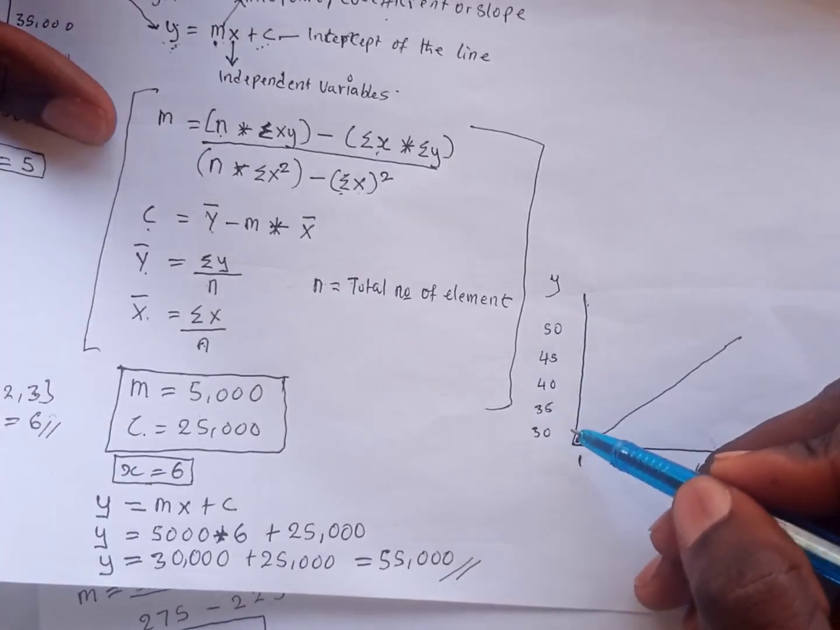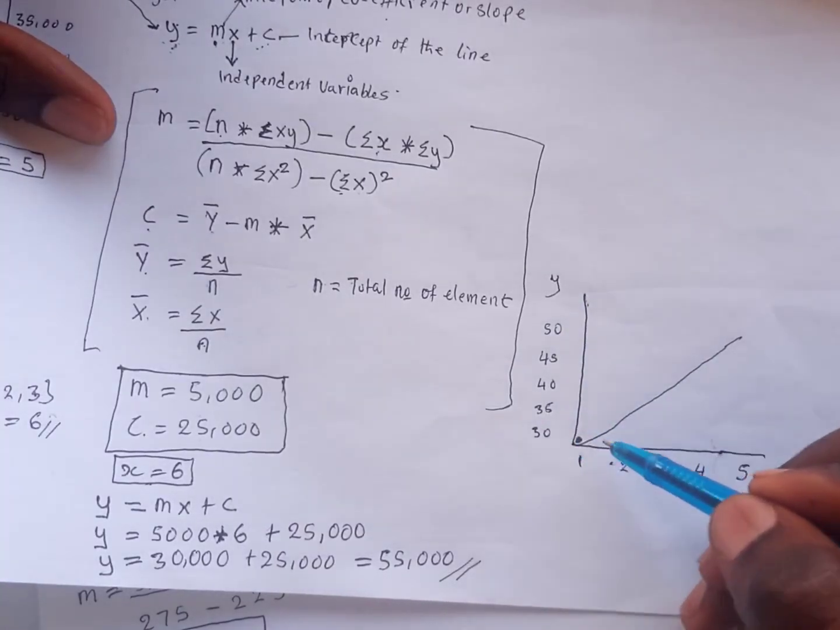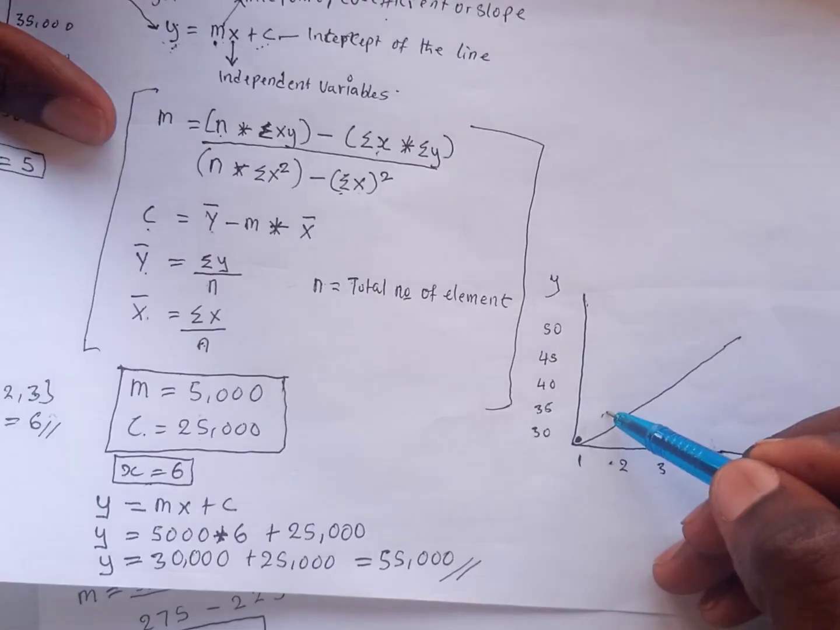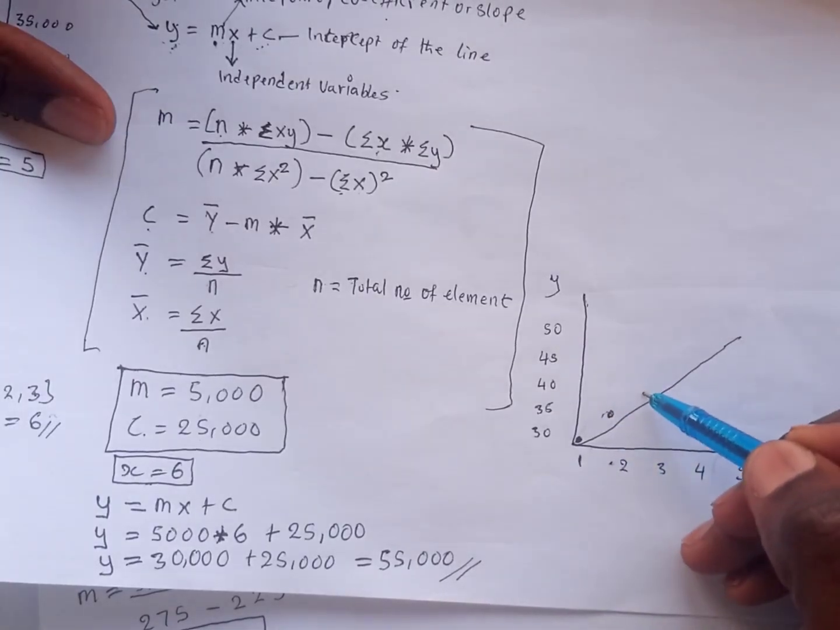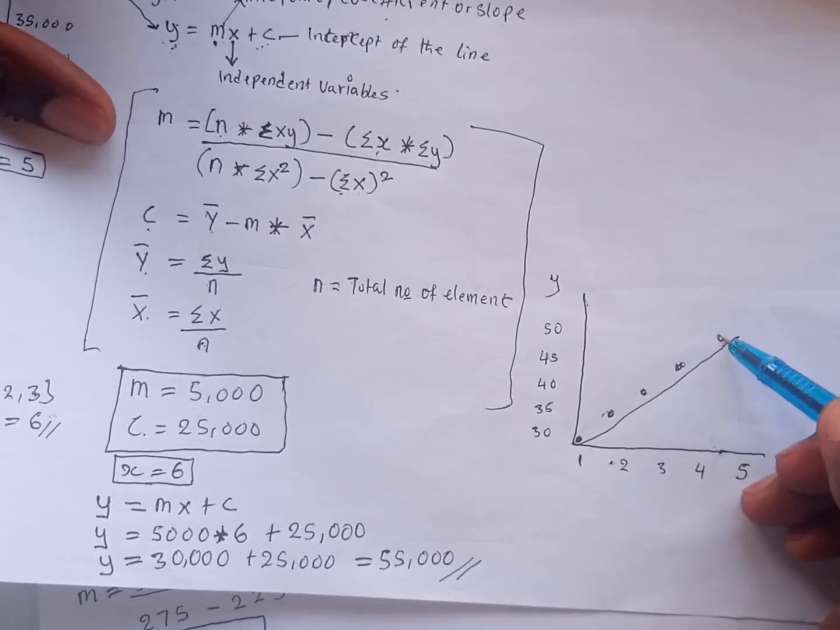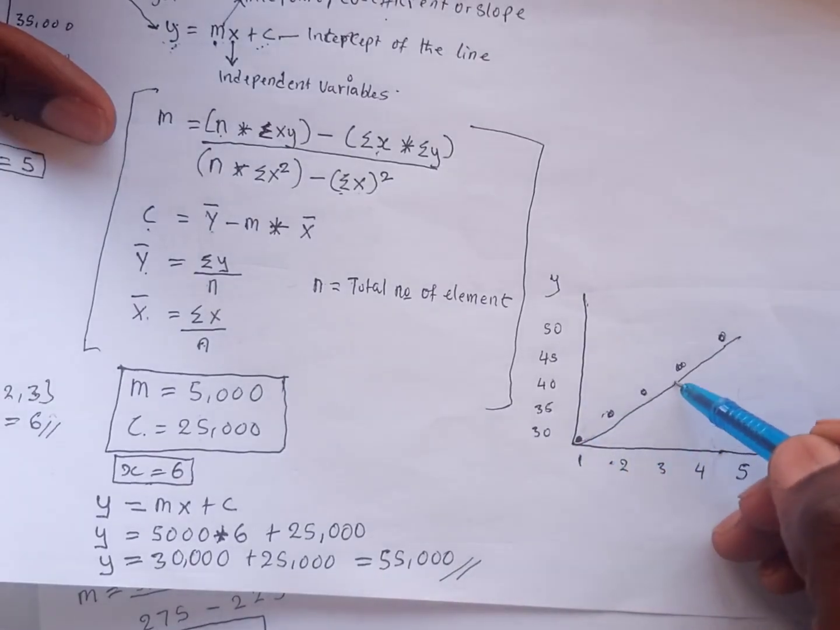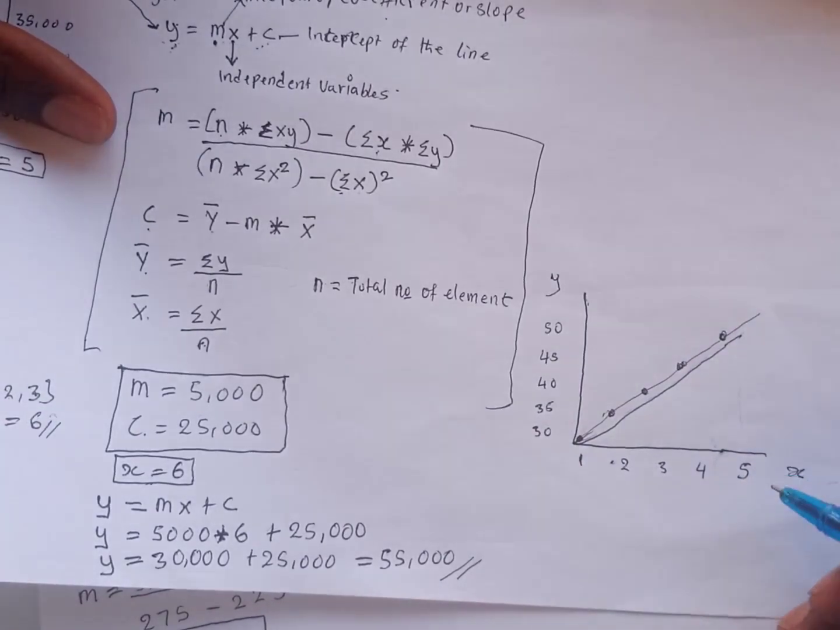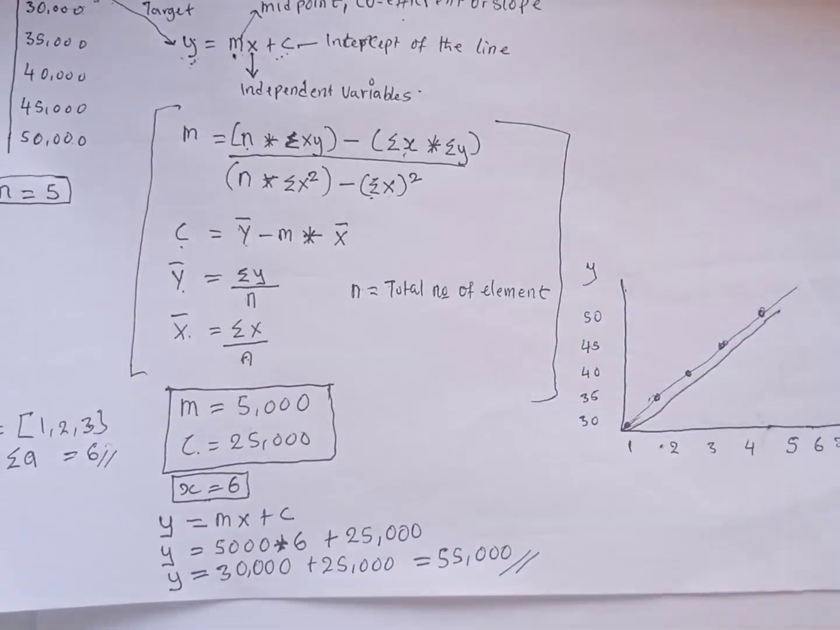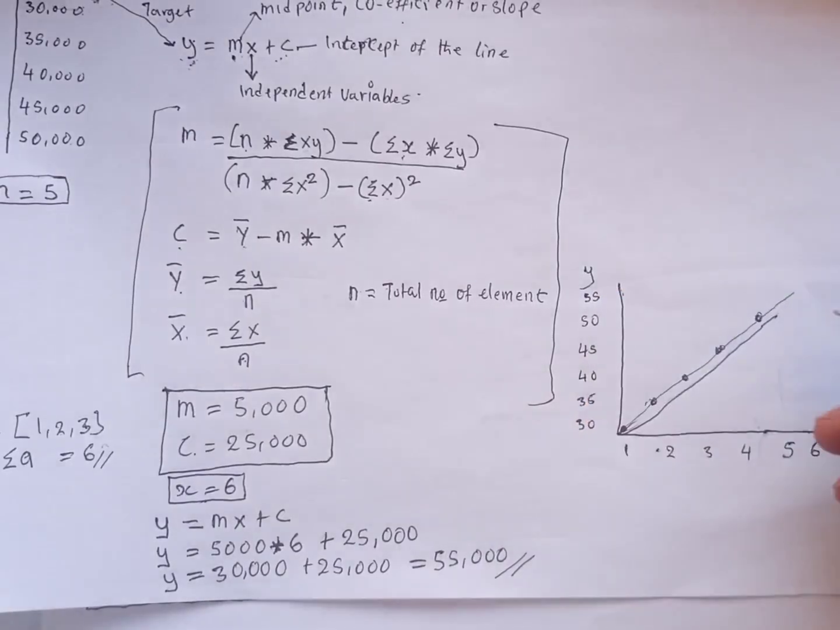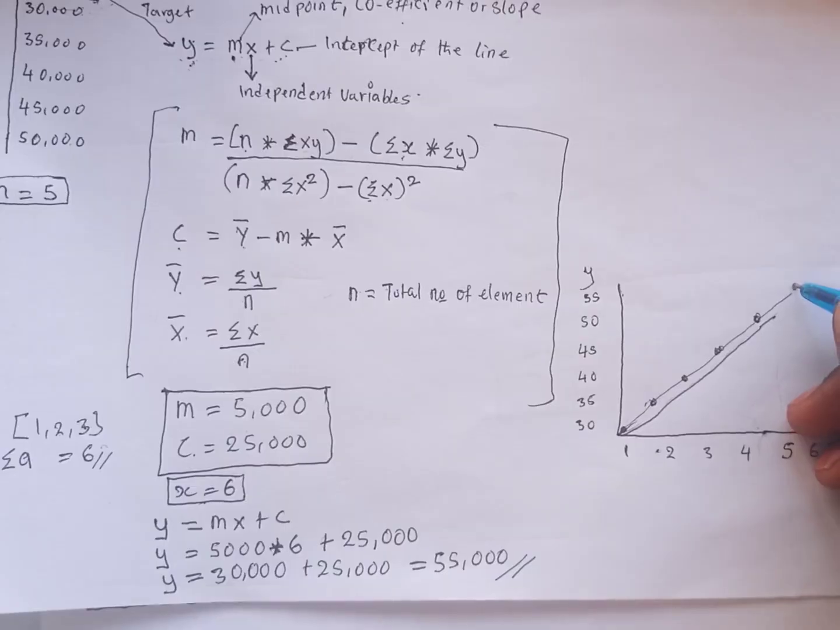So when our x was 1, our y was 30, so it's going to be somewhere here. And when our x was 2, our y was 35, which is given here. The same thing goes for 40, 45, and 50. You see that this is a linear graph. You can also draw the same thing for 6, and we predicted that if you work for 6 years, the salary will be 55, which will be somewhere around here.